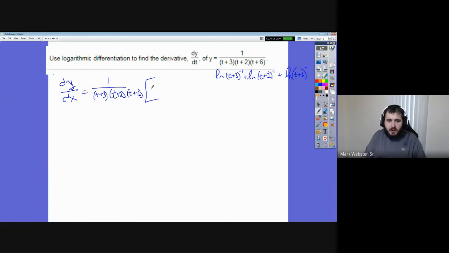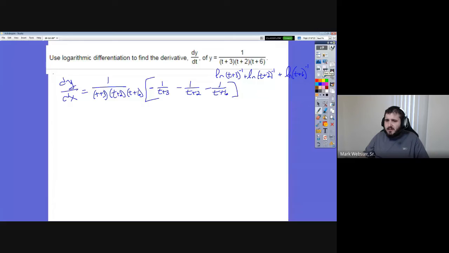Take the derivative. You've got negative, bring down the negative one. Negative one, derivative of t plus three is just one over t plus three. Plus, bring down the negative one, so that's a negative sign now. Derivative of t plus two, one times t plus two, yeah? And then the last one, same thing, minus one over t plus six. And again, are you going to do anything more with this? God, I hope not. I wouldn't want to. This is fine right here. This is right. Leave it there.